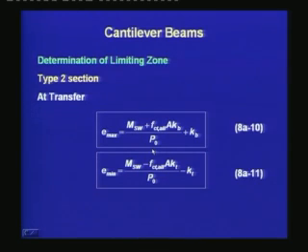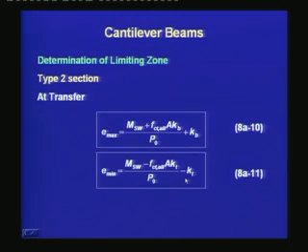Similarly, at transfer we have two expressions of E max and E min, which uses the self-weight moment MSW and the prestress at transfer P0. E max is equal to MSW plus FCT allowable times A times KB whole divided by P0 plus KB. E min is equal to MSW minus FCT allowable times A times KT whole divided by P0 minus KT.